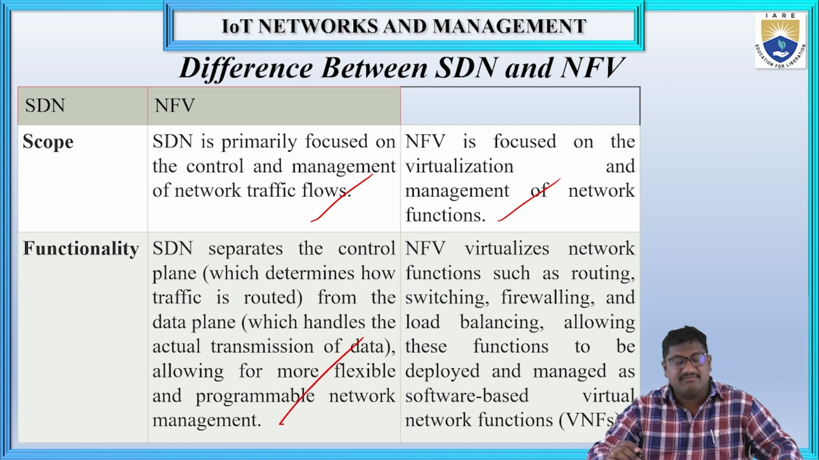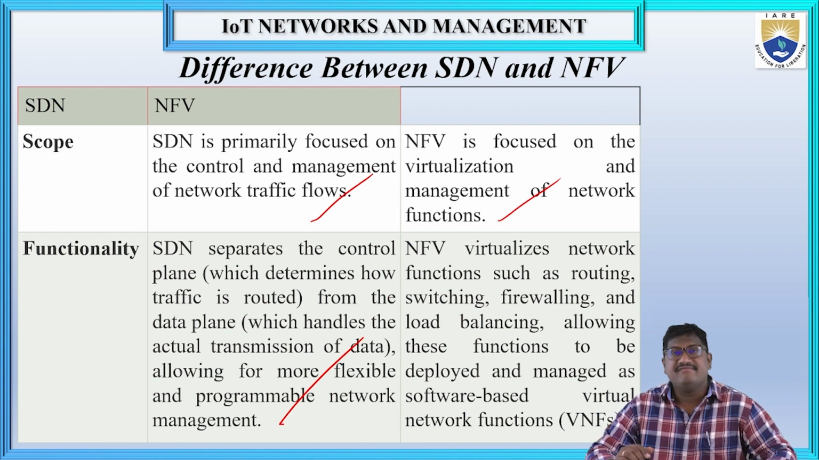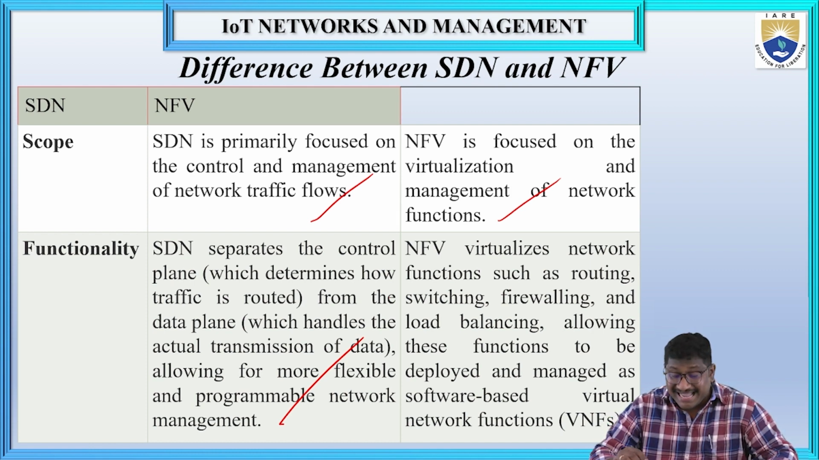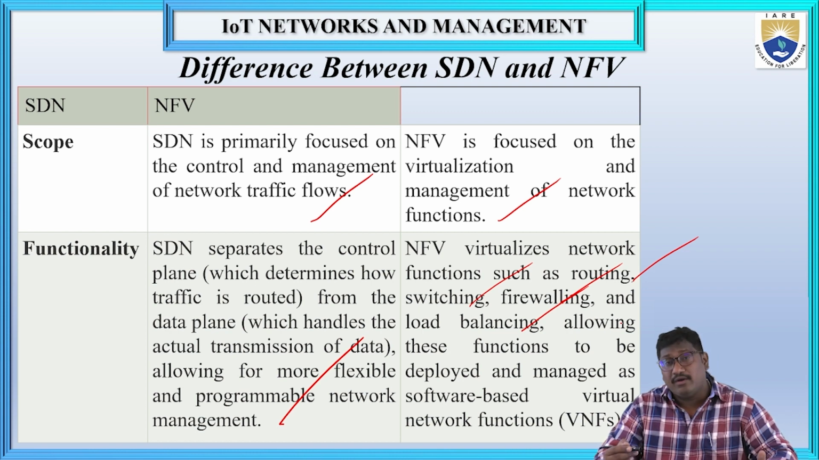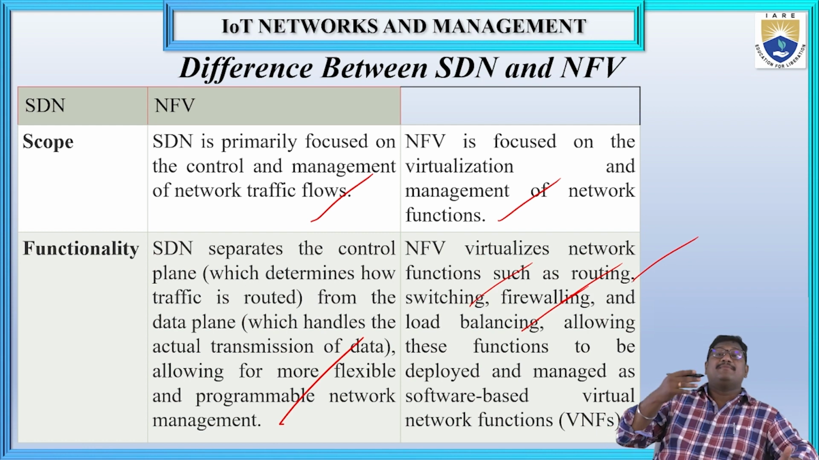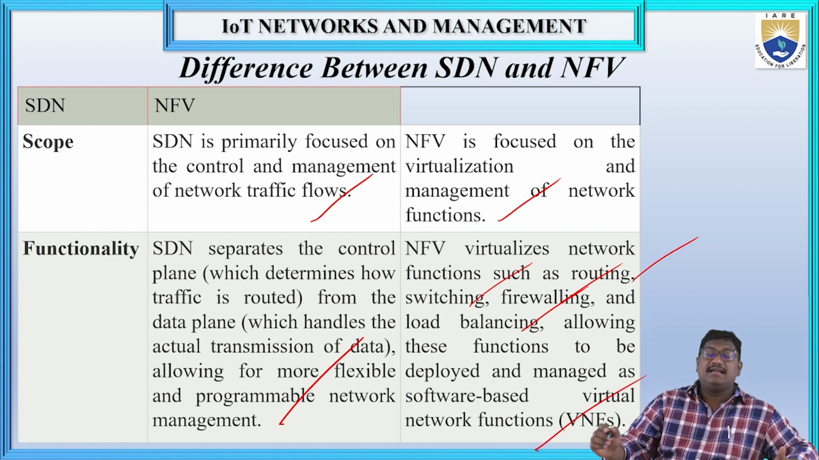This is what SDN will do at the time of functionality, whereas NFVs are the things which is a virtualized network such as routing, switching, firewalling, load balancing, and which is also allowing different kinds of functions which are deployed and which are used for managing the software virtual network functions.